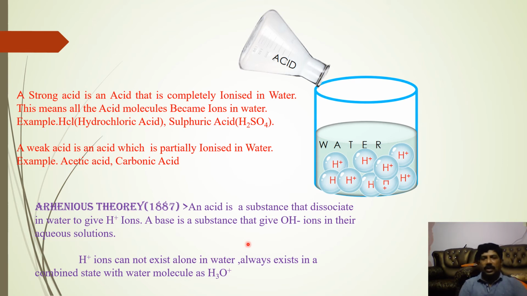There are so many debates regarding Arrhenius theory. The important one is this: H plus ions cannot exist alone in water. They don't have independent existence. They always exist in the combined state with water molecules as H3O plus ions. You will learn about Arrhenius theory and other theories related to acids and bases in your higher classes.